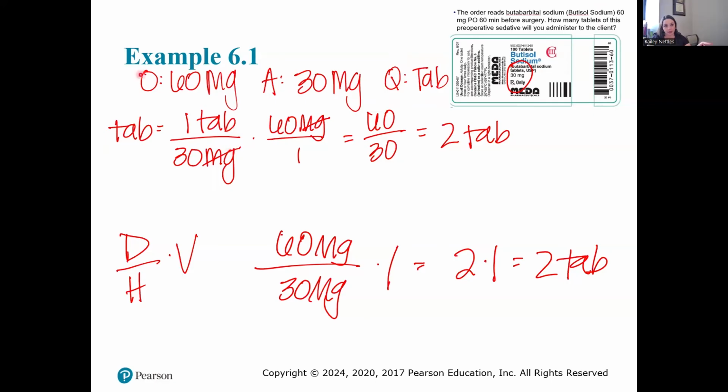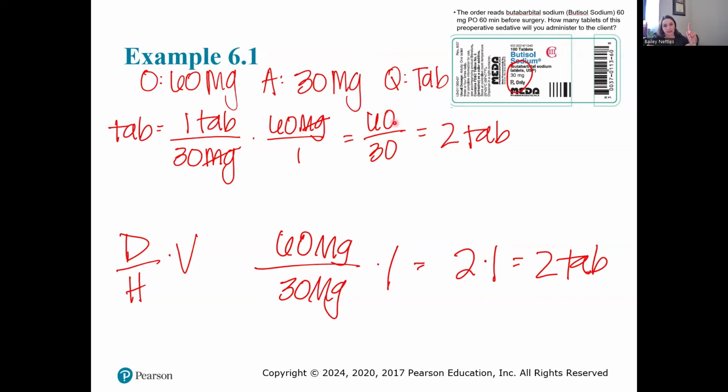Okay. 1 tablet is 30 milligrams. We know that right here. Whatever I do at the bottom, I've got at the top. So that's when I add in my order, my 60 milligrams over 1. My milligrams cross out. I'm left with tablets. That's how I know I have the right answer. And there are no other numbers in here that I'm supposed to be using.